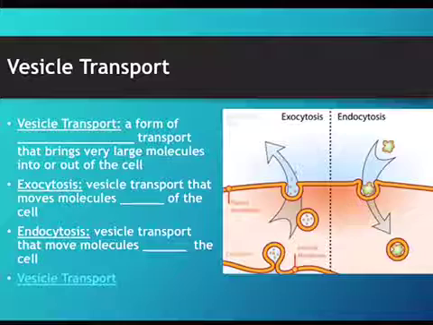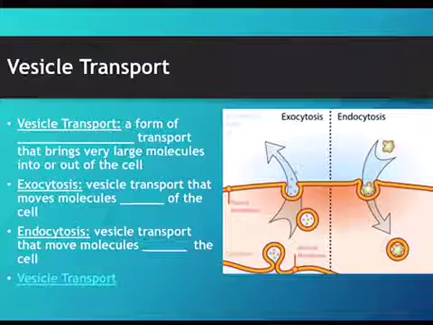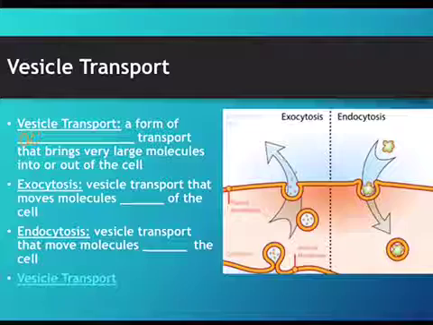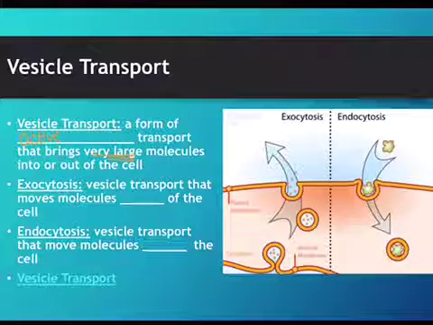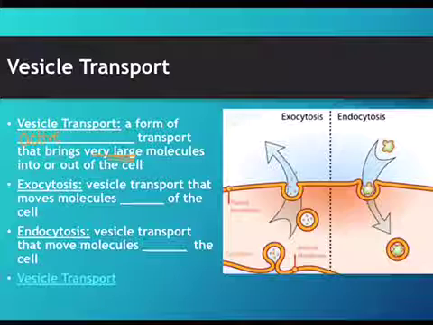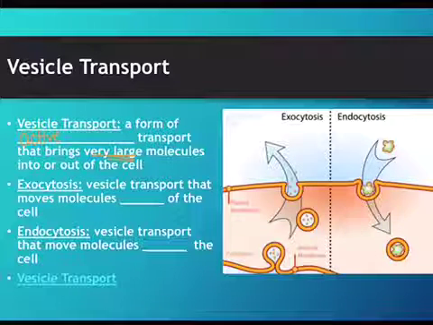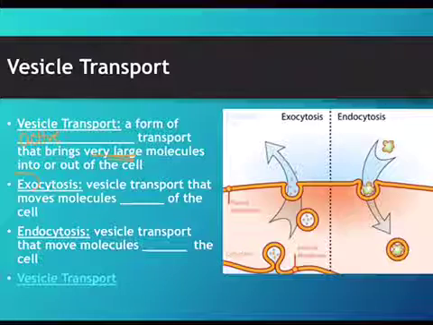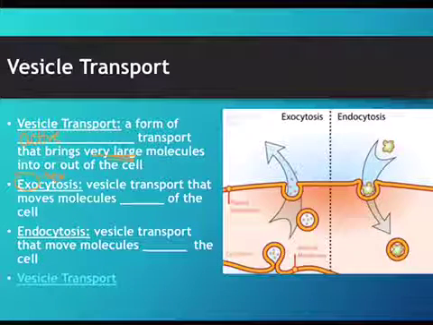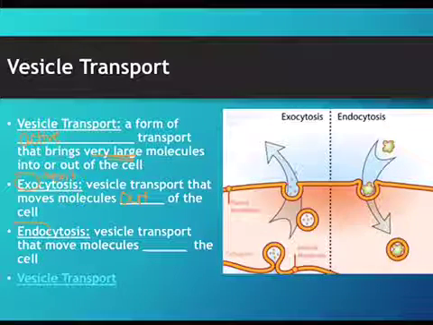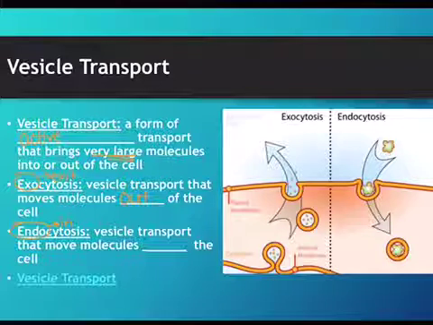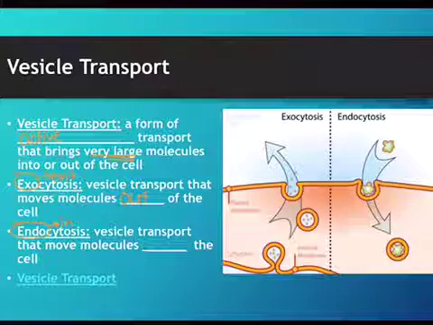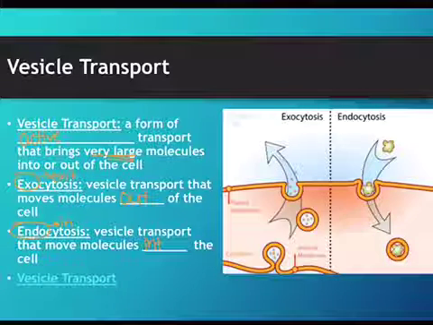Our last type of active transport is called vesicle transport. And vesicle transport brings in very large molecules into or out of the cell. And there are 2 types of vesicle transport. We have exocytosis and endocytosis. Vesicle transport called exocytosis. Exo means to exit. So this takes molecules out of the cell, whereas endo means in. And so endocytosis is when vesicles bring molecules into the cell.